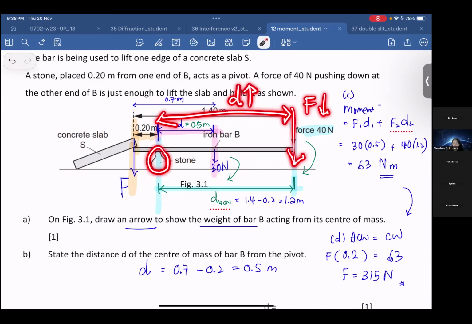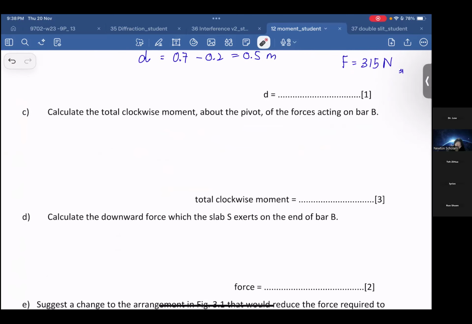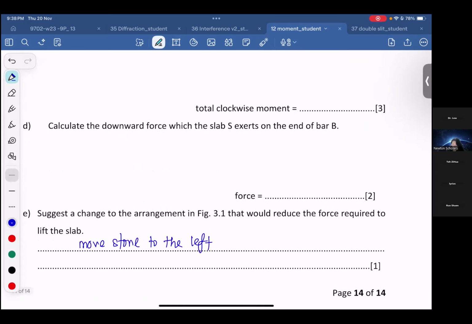You can move your stone to your left. Move your stone somewhere here. Then from here to here, the distance increases. So I can use less than 40 Newton. So the answer for the last question is, okay, move stone to the left. This is one of the answers, okay? Move stone to the left.